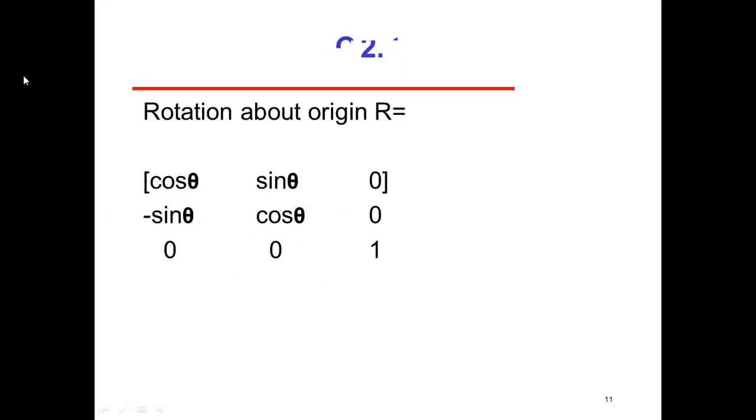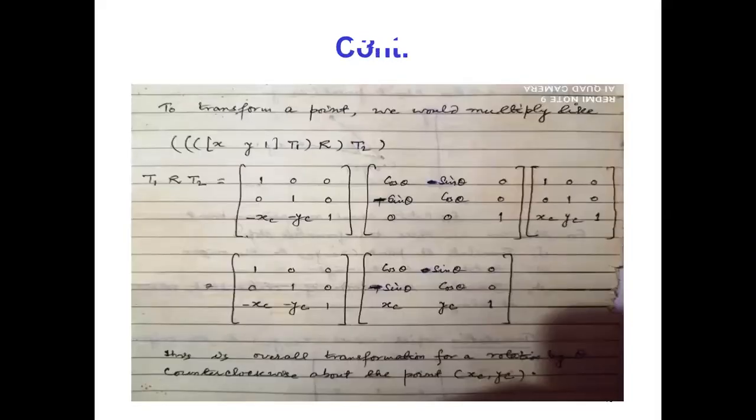So for the calculation we will write again here, and we will do the calculation, and we can multiply all three matrices. Okay, first this by this, and then the result we will get here, and again you can multiply this. So this is the overall transformation for a rotation by theta counterclockwise about the point XYZ. What is the XYZ? This is called the arbitrary point.